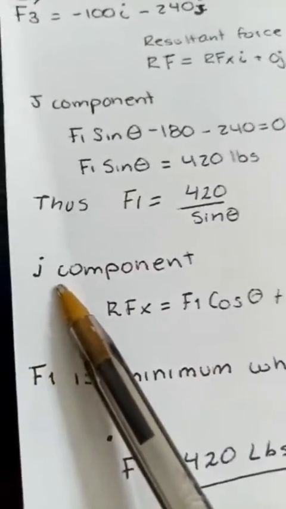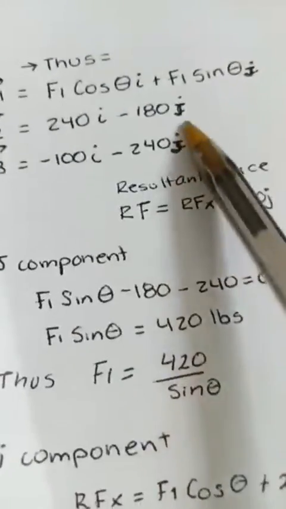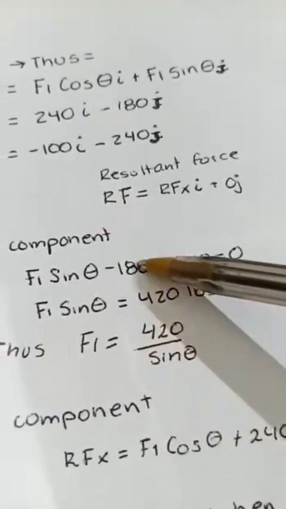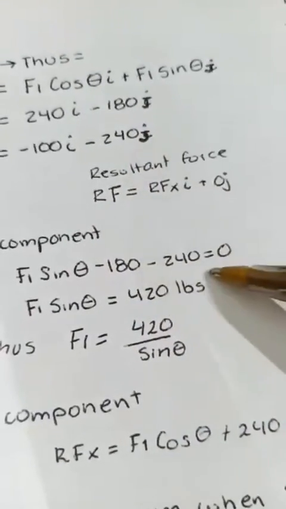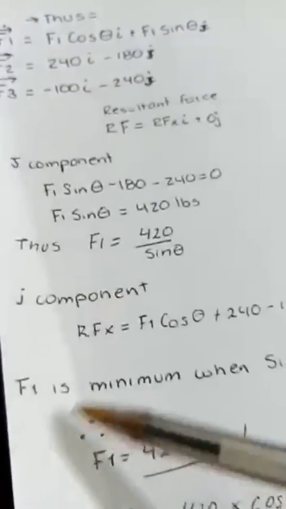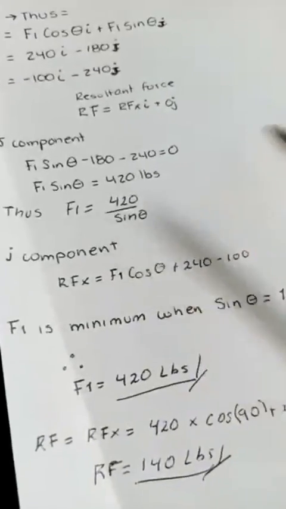The j component, and the I component, I'm sorry, this is the j component right here. We grab this, as you can see, 180, it's right here, and 240, it's right here. Now we do this with the same values that we have here. I component, and you do this, and it's gonna give you a result.